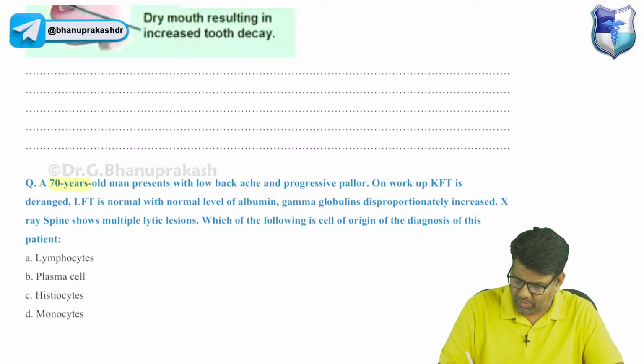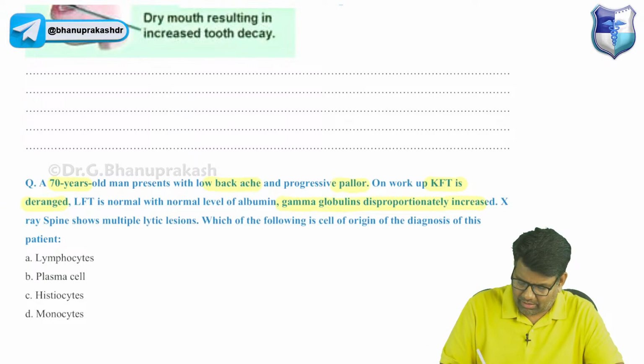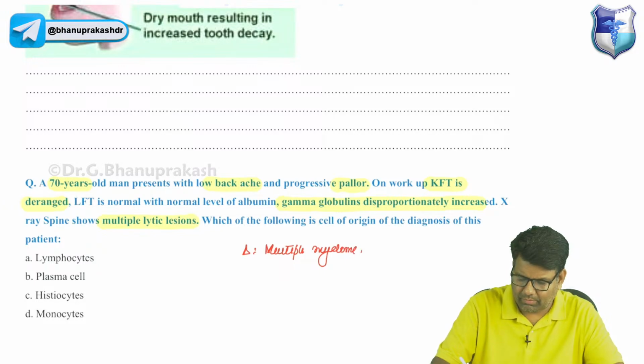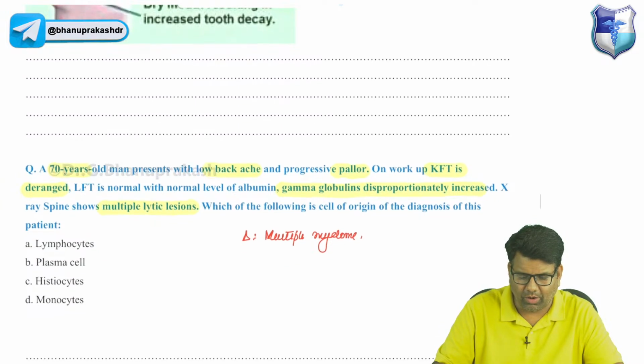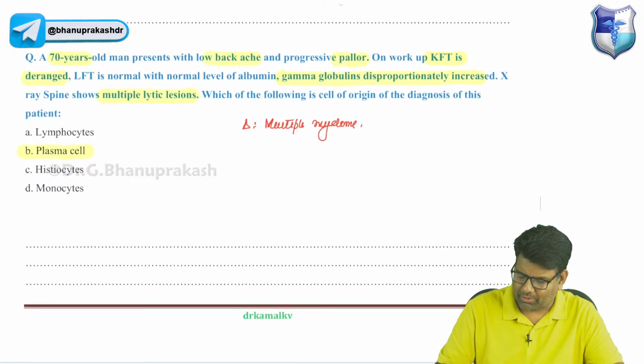Next question. An elderly male with low backache, RFT is deranged, LFT is normal with normal albumin, but gamma globulins are disproportionately raised, and multiple lytic lesions on X-ray. Classical presentation for multiple myeloma. This is a tumor of plasma cells, a plasma cell dyscrasia.